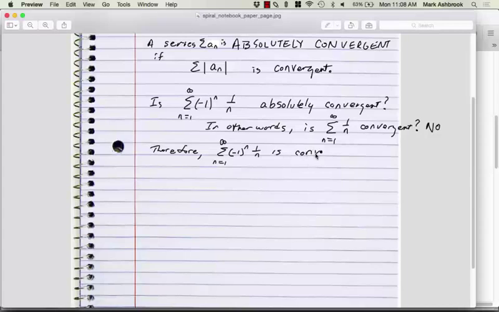And we can write it that way. The convergence is dependent on the alternating effect. You have a convergent series that's not absolutely convergent. It needs the alternating to converge. Okay.